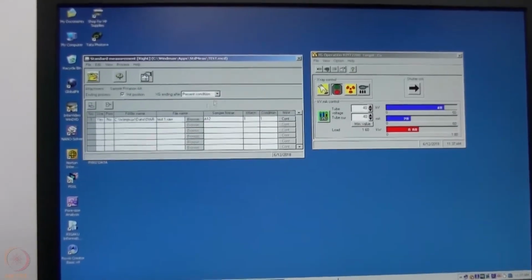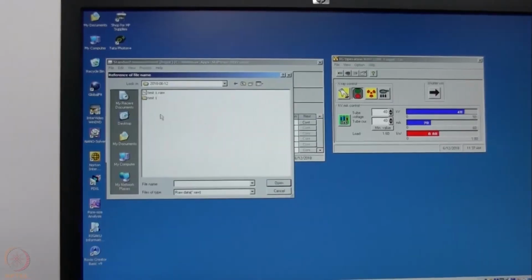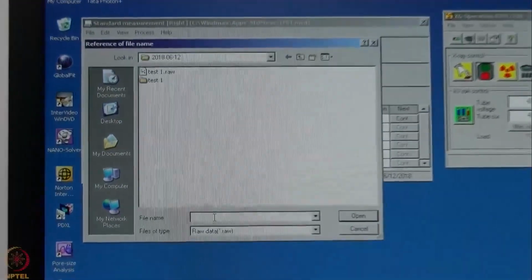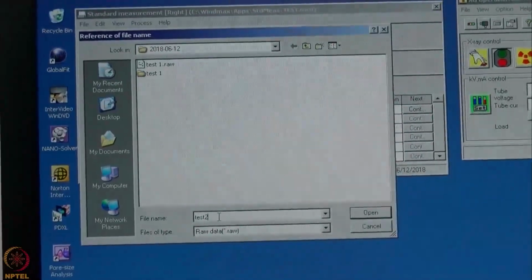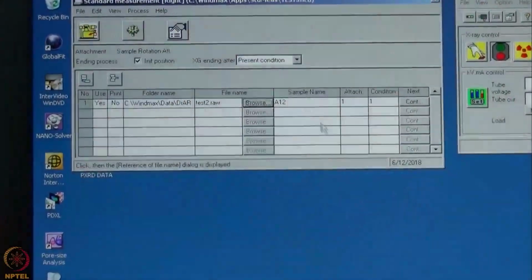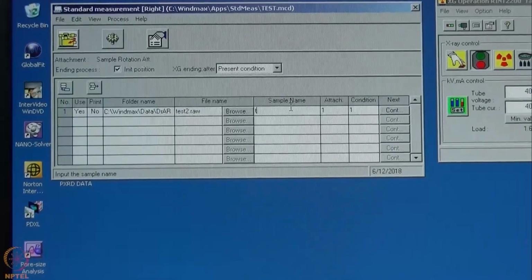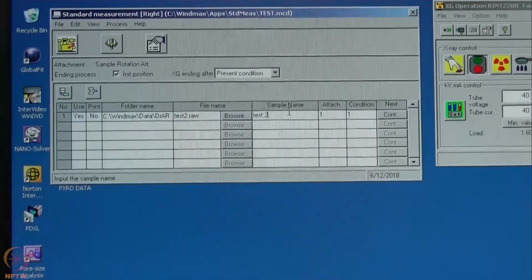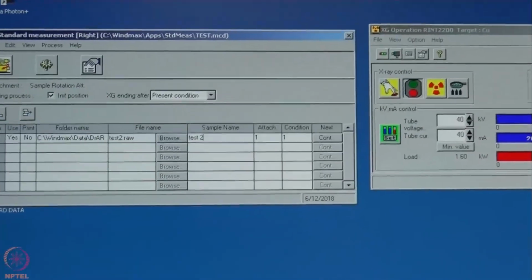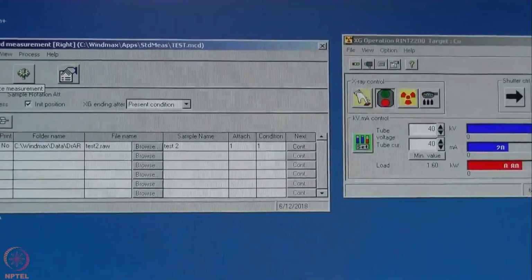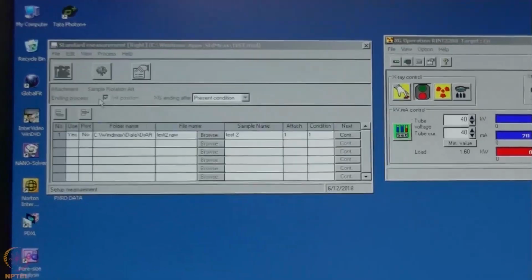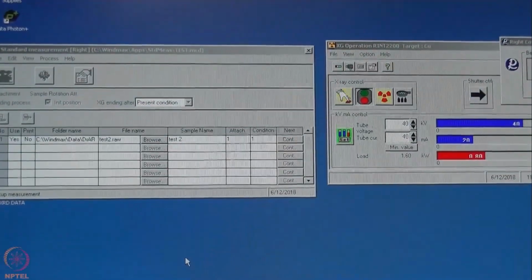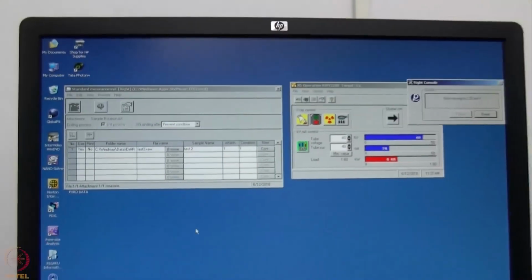So now we need to give a name to our sample. So we can give it a name as test 2.2, and say it test 2. And then on clicking this yellow button, it will start executing the measurement and it will show how the pattern is coming.